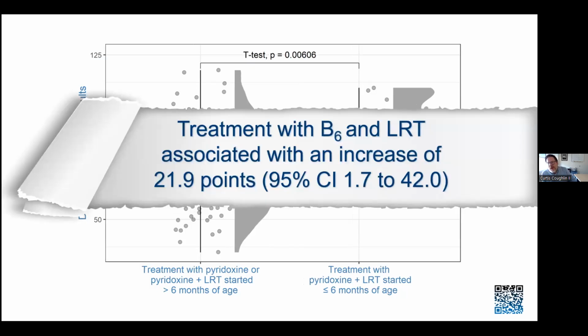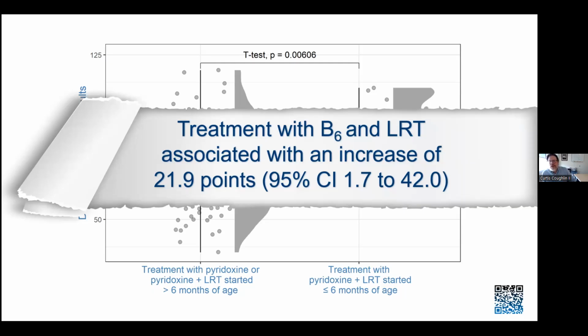And when you controlled for all of those same variables, what we saw was on average an increase of 22 IQ points in those patients who were treated with both pyridoxine and lysine reduction therapy in the first 6 months of life. Now, this 22 points was still not similar to the general population. We saw a difference of 66 to 88. So still about 12 points below the general population, but we really saw a pretty big difference.